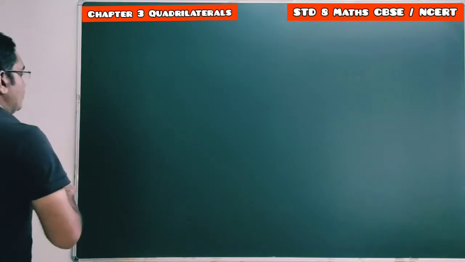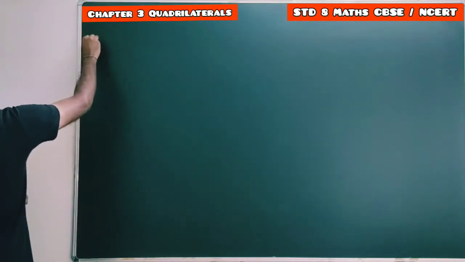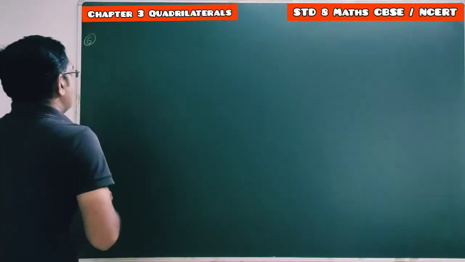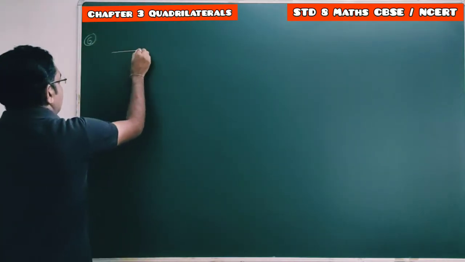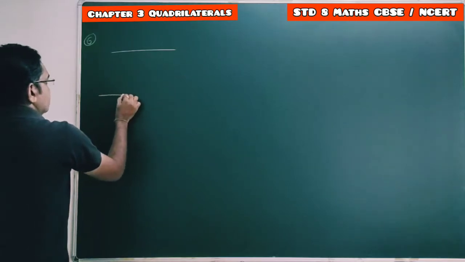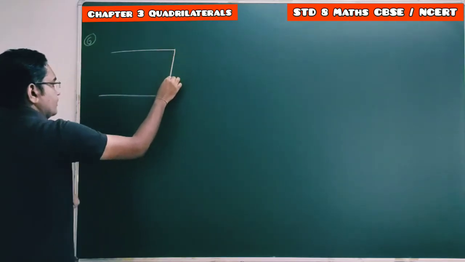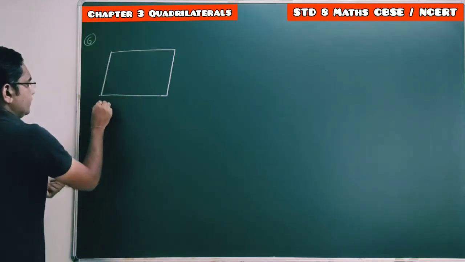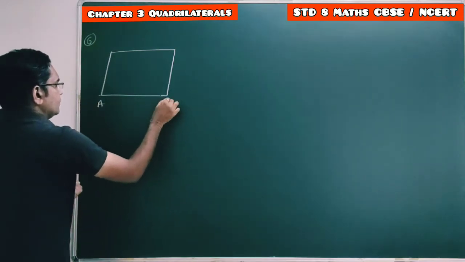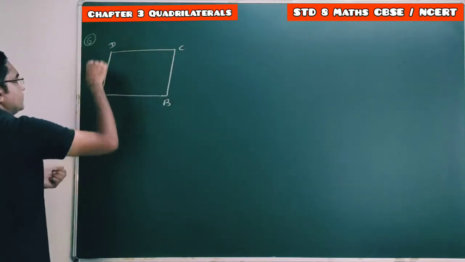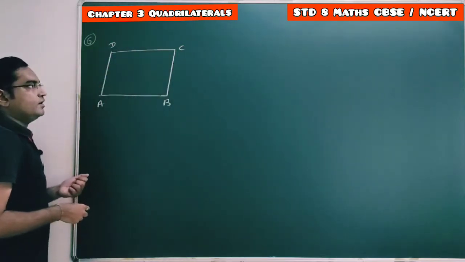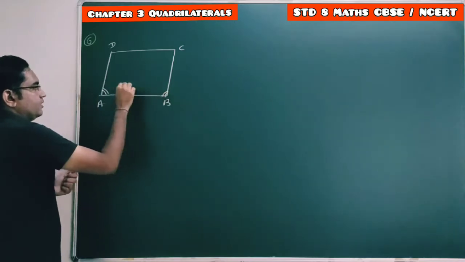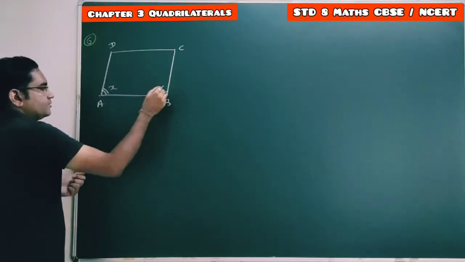Okay students, now question number 6, same as question number 5. Again we are given two adjacent angles of a parallelogram. Two adjacent angles of the parallelogram are equal. In the previous sum we were given the ratio of the measures of the adjacent angles. Now here we are given that in the parallelogram two adjacent angles are equal. Let's say both adjacent angles, angle A and angle B, are equal and have the measure x.